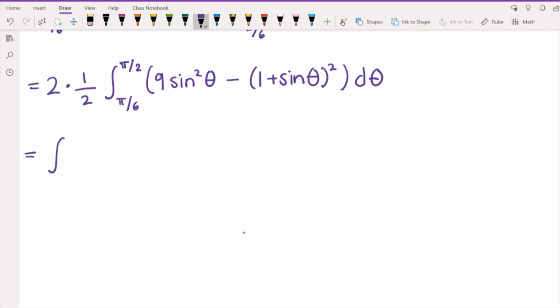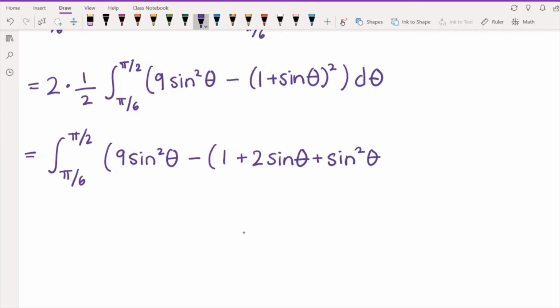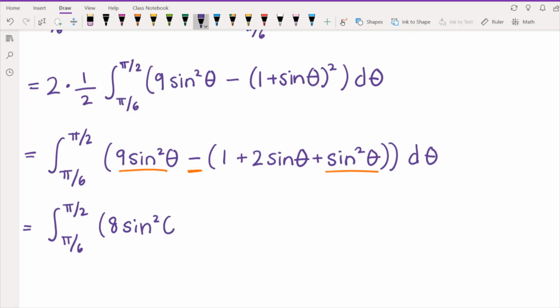So this is going to give us the integral from pi over 6 to pi over 2 of 9 times sine squared of theta minus, if we multiply this out, 1 plus 2 times sine of theta plus sine squared of theta, d theta. And if we combine this, we get the integral from pi over 6 to pi over 2 of 9 times sine squared of theta, and we're subtracting from that sine squared of theta, right? So it's going to leave us with 8 times sine squared of theta, and then minus 2 sine of theta minus 1.